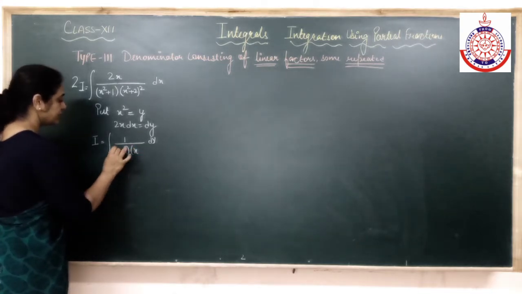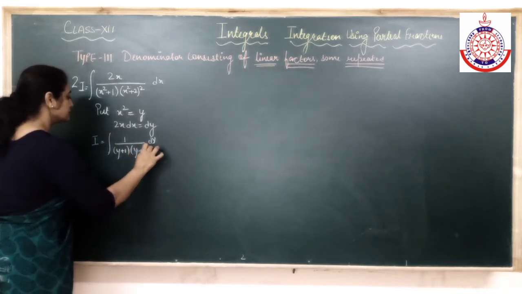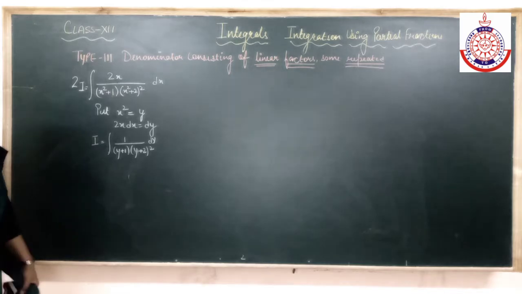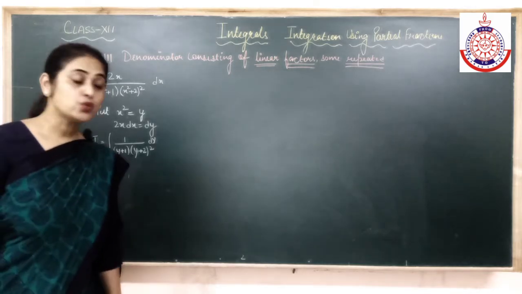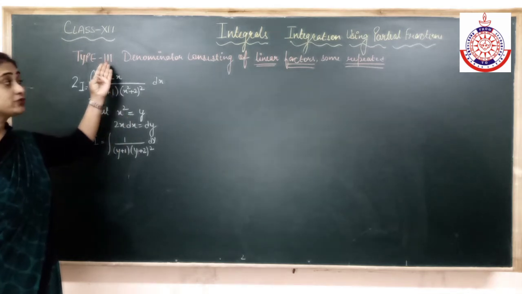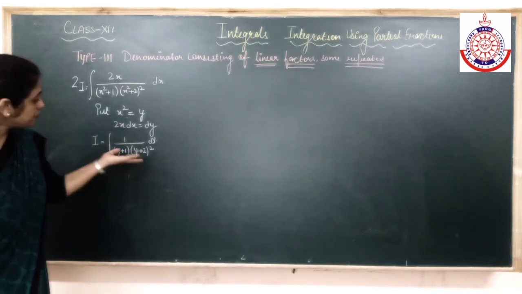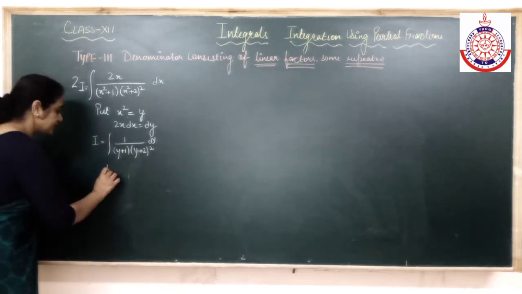So we have changed the variable. 1 upon (y plus 1) into (y plus 2) whole square. Now it's a simple question. It falls under type 3. The denominator consists of linear factors where some may repeat. So it's repeating, so I just solve it.